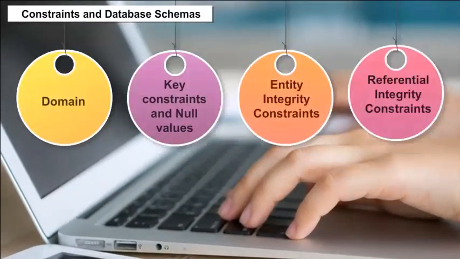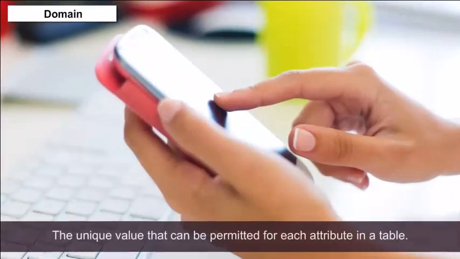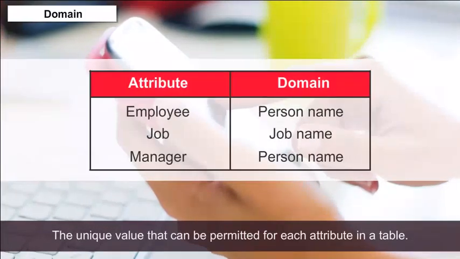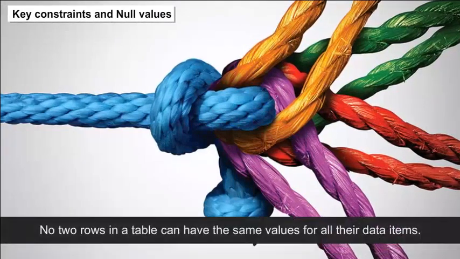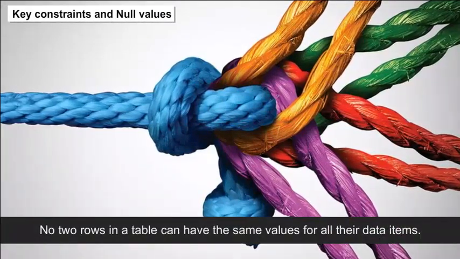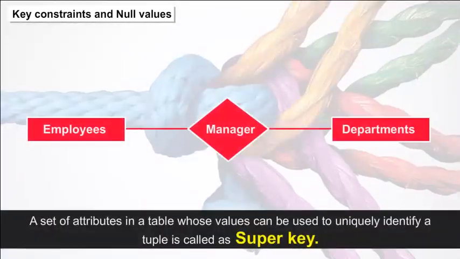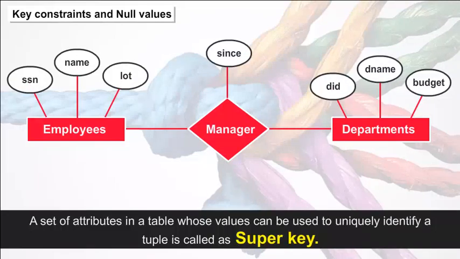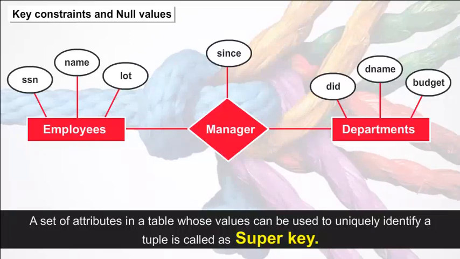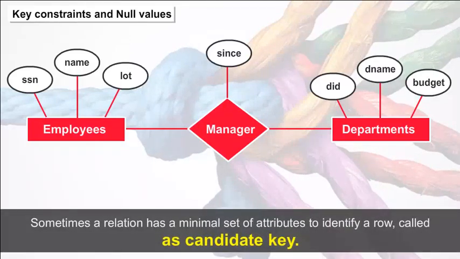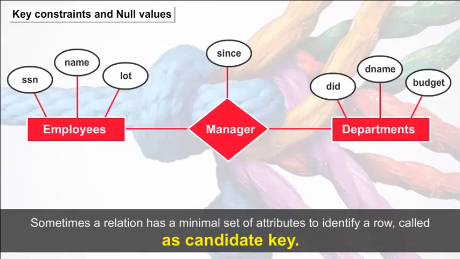Constraints and database schemas. We can specify 4 constraints in relational databases. Domain. The unique values that can be permitted for each attribute in a table. Key constraints and null values. No 2 rows in a table can have the same values for all their data items. A set of attributes in a table whose values can be used to uniquely identify a tuple is called a superkey. Sometimes a relation has a minimal set of attributes to identify a row, called a candidate key.